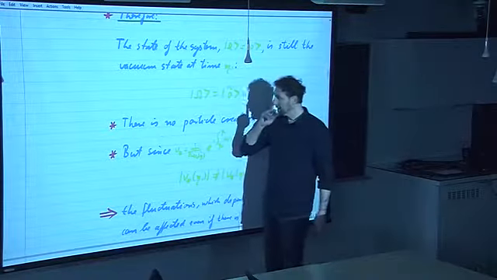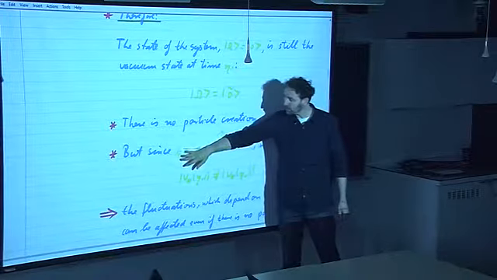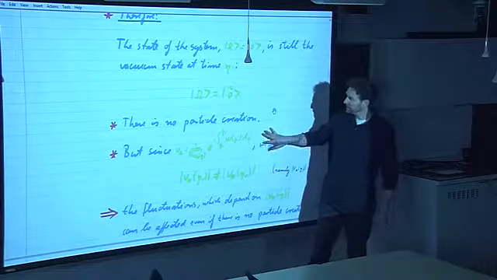A little comment. In that situation, the mode function V is the adiabatic solution. Remember, the adiabatic solution is simply this.